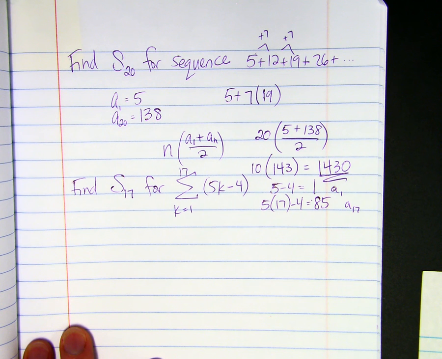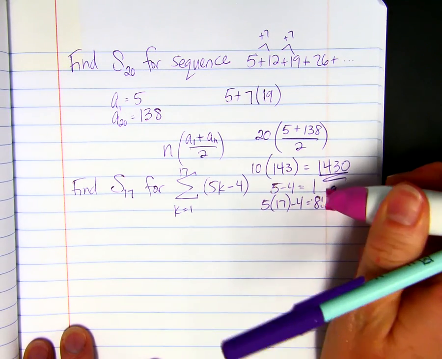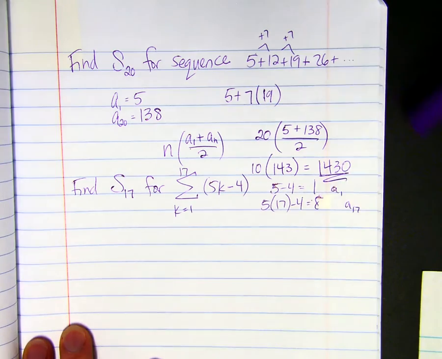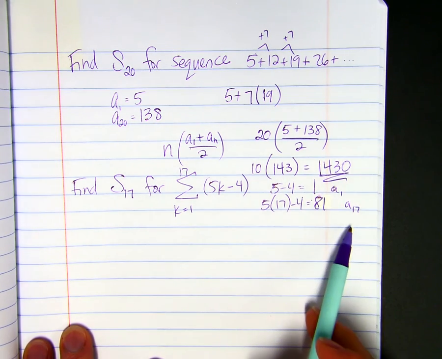Wait, how is 5 times 17 minus 4? Isn't it 81? Because 5 times 17 is 85, and then minus 4. Yeah, no, you're good. You keep writing S sub 17 and then a sub 17.